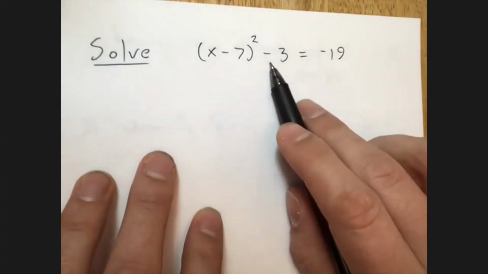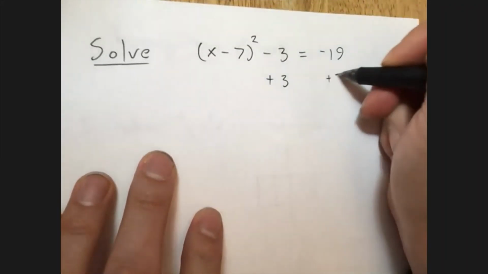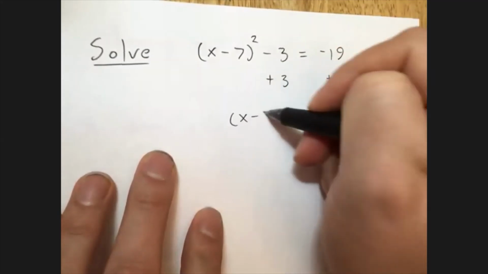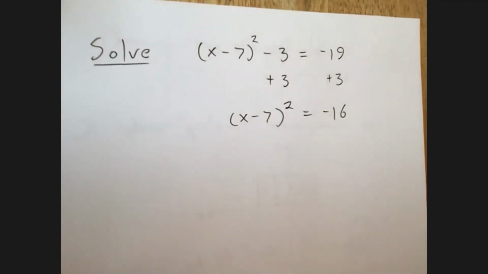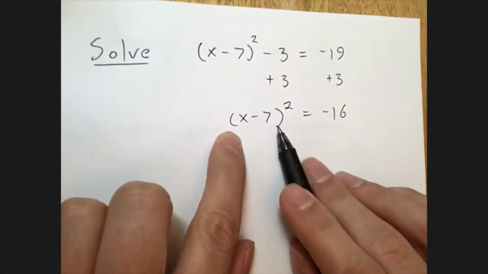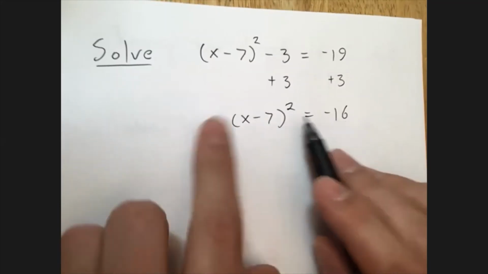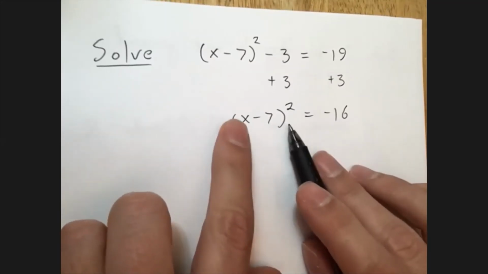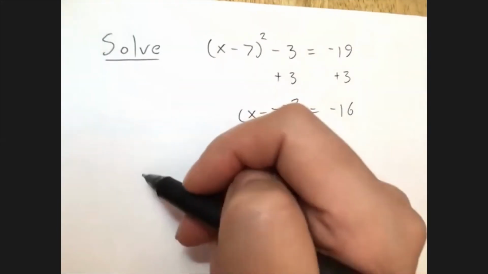So what I would do here is add the 3 to both sides. All right, so x minus 7 squared equals negative 16. Okay, so if something squared equals a number, what does this have to equal? You might be tempted to just take the square root of both sides, but you have to be a little careful here. Let's take a little aside.